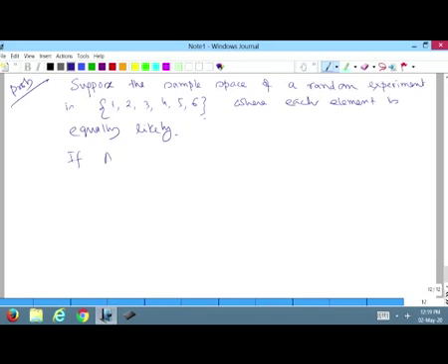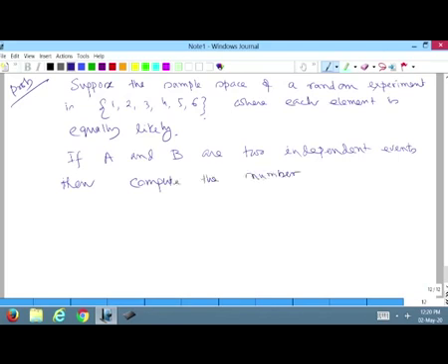If A and B are 2 independent events, then compute the number of ordered pairs (A, B) such that 1 less than or equal to cardinality of B less than or equal to cardinality of A.